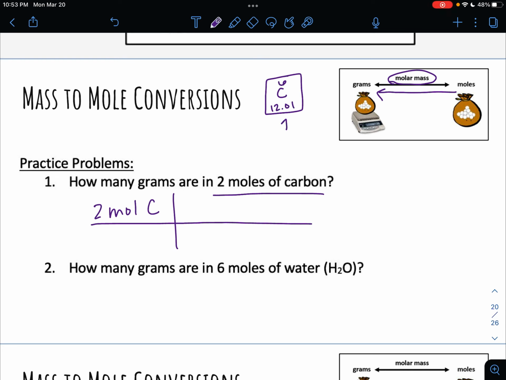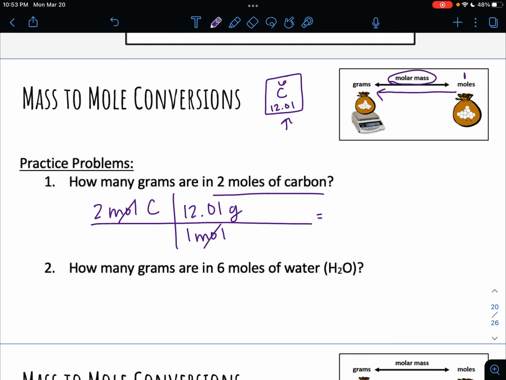Carbon has a mass of 12.01 grams. So when I go to plug in my train tracks, if I have moles on the top, I know I'm going to put mole on the bottom. And again, it's always 1 mole. And then I'm going to put the 12.01 grams on the top.